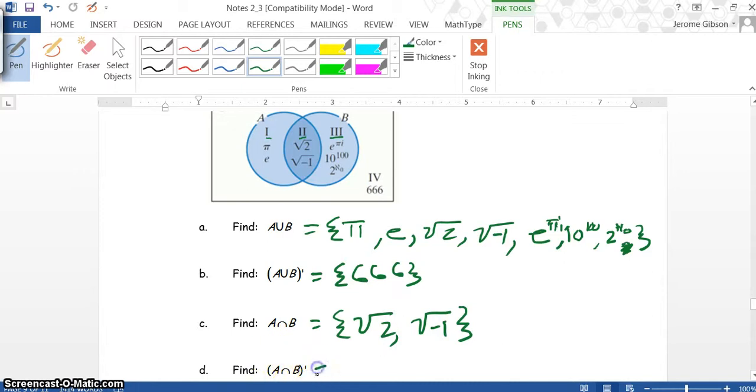Now, we want to do A intersect B complement. So it's all the other values that are not the square root of 2 and square root of negative 1. So it would give us pi, e, e to the pi i, 10 to the 100th power, 2, and 666.